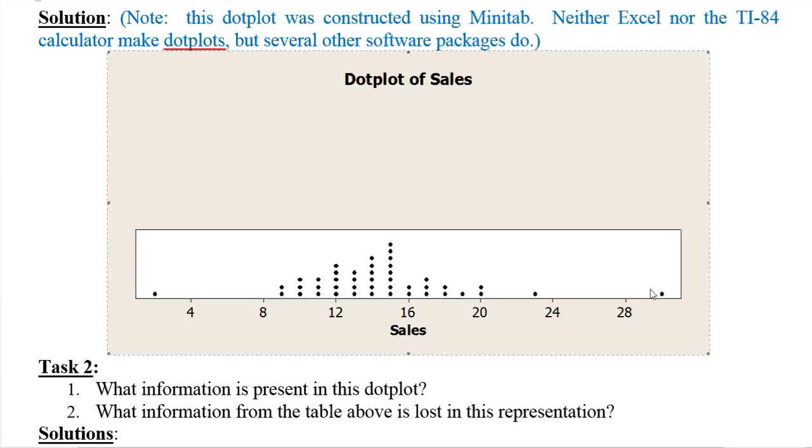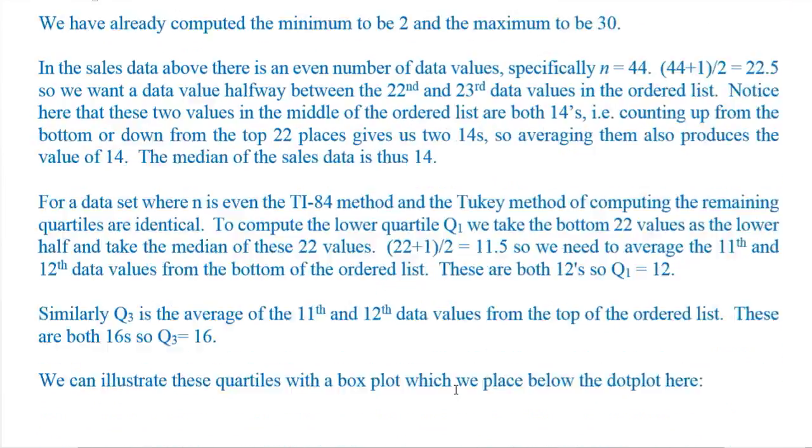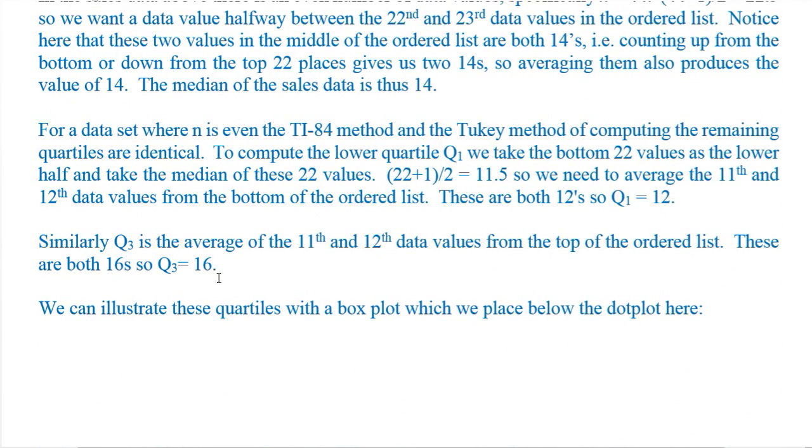And then for Q3, we want to go between the 11th and 12th from the top. 1, 2, 3, 4, 5, 6, 7, 8, 9, 10. The 11th and the 12th one are both 16, so 16 would be the one there. So anyway, it's between those two. So what did we come up with? We came up with Q3 is 16.